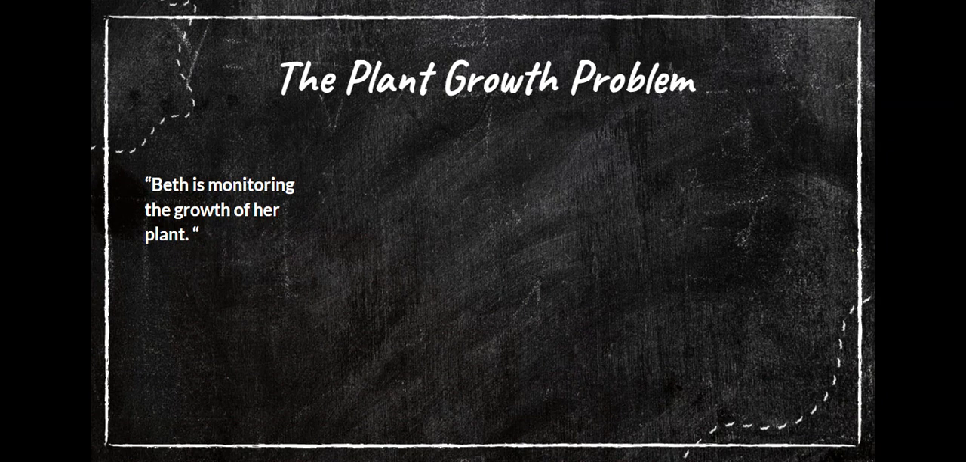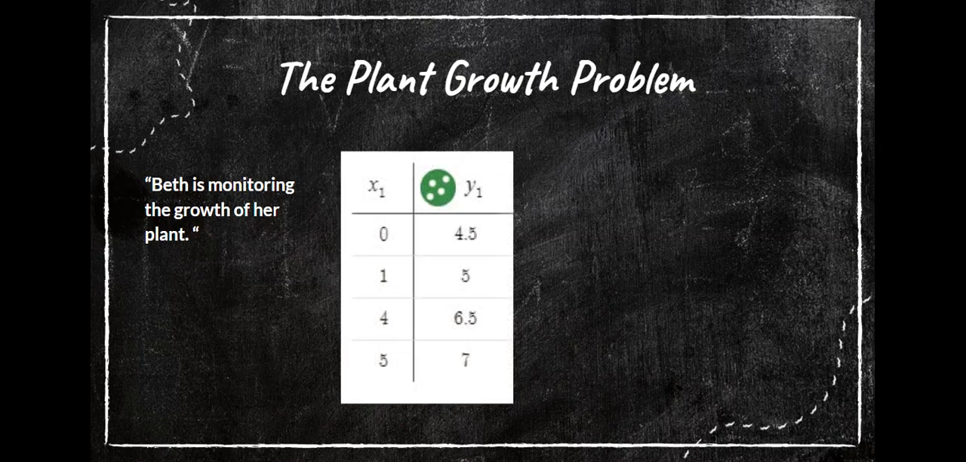In the plant growth problem, Beth was monitoring the growth of her plant. The information in the problem allowed you to make a table that looks something like this. Right away, I'm noticing that I can identify the y-intercept. This line will cross the y-intercept at 0, 4.5. I also notice that as x increases by 1, y is increasing by half, so the slope is 1/2.